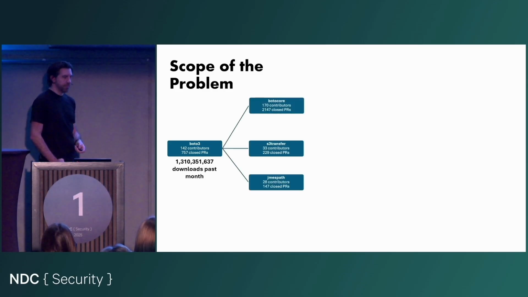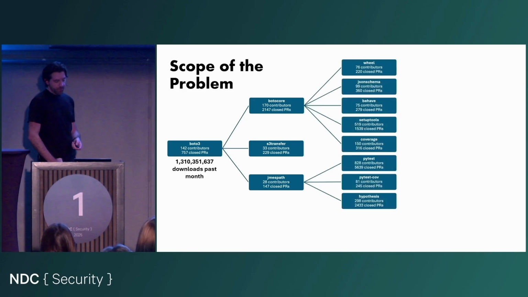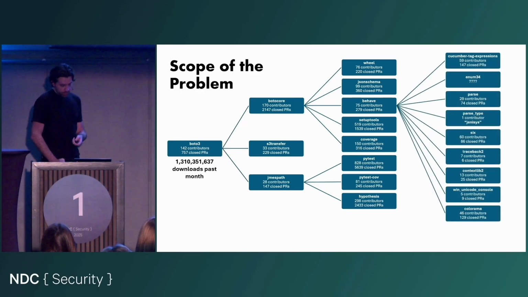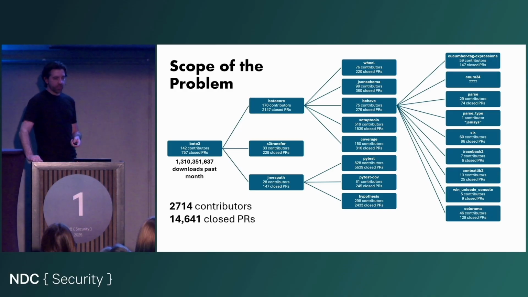And it has a bunch of dependencies. Each of those has 50 to 100 contributors. Each of those have dependencies, and just one of those has all these dependencies. And so you can see how this tree starts to grow very quickly. And across this, you have about 2,700 contributors, almost 15,000 pull requests that have been closed and merged in.